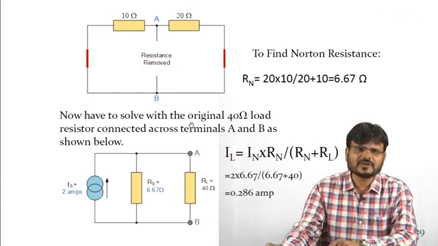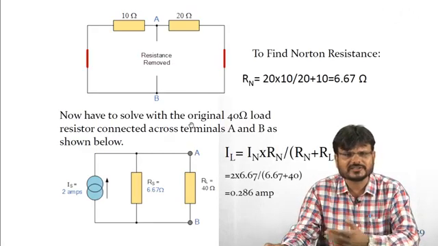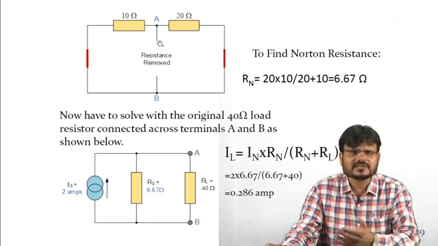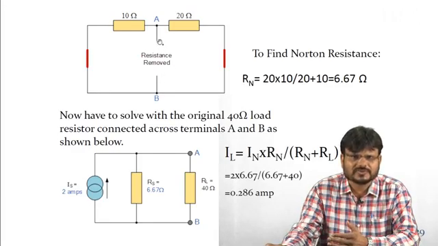Now, the next step is what? The next step is to find the Norton resistance. So how do you calculate the Norton resistance? Norton resistance is the equivalent resistance looking from two terminals into a network. So you are looking from terminals A and B.